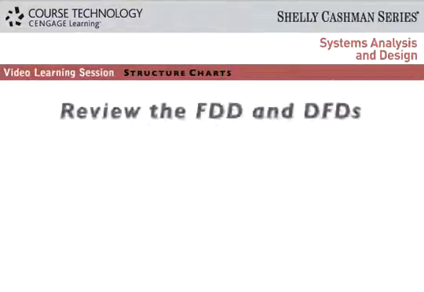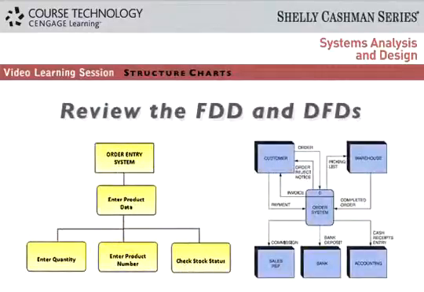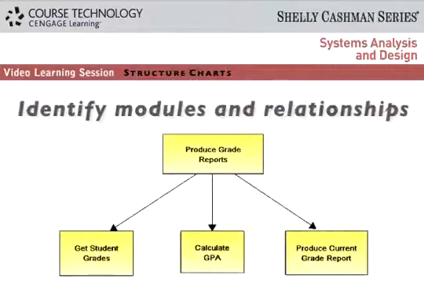The first step is to review the functional decomposition diagram and the data flow diagrams to be sure they are accurate and complete. Then, working your way down, you identify control modules and subordinate modules. As you proceed, try to divide multitask processes into smaller units to make them more cohesive.